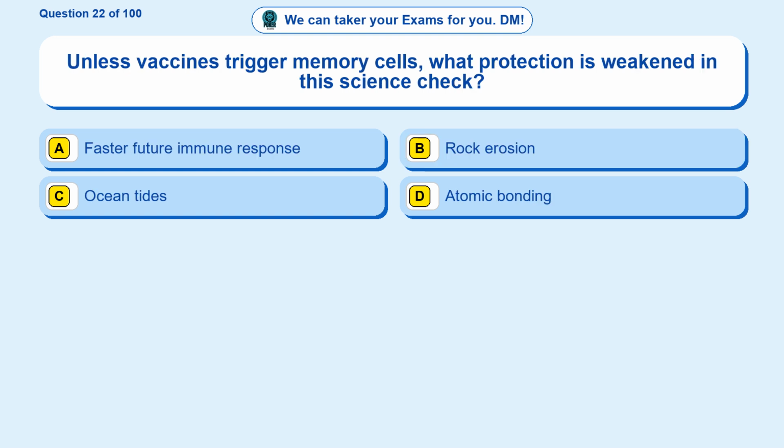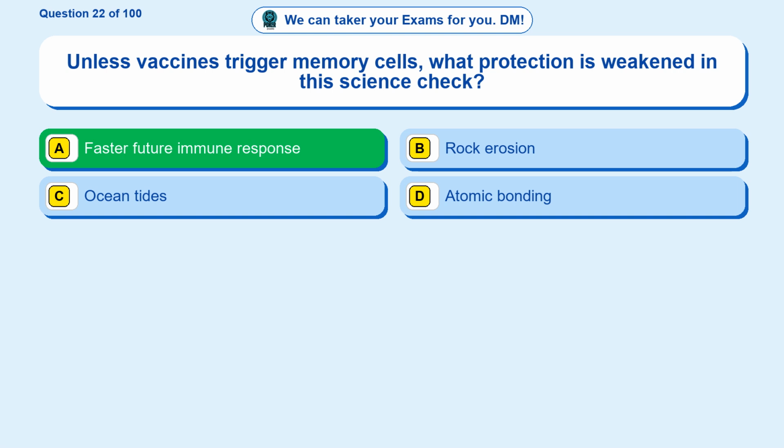Question 22. Unless vaccines trigger memory cells, what protection is weakened in the science check? Option A. Faster future immune response. Option B. Rock erosion. Option C. Ocean tides. Option D. Atomic bonding. The correct answer is option A.